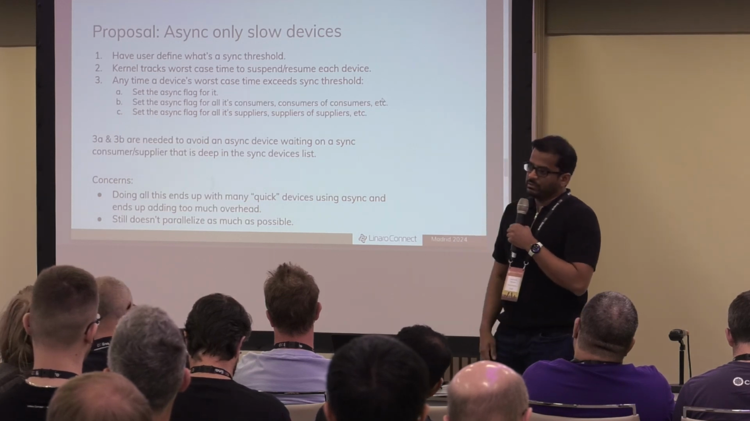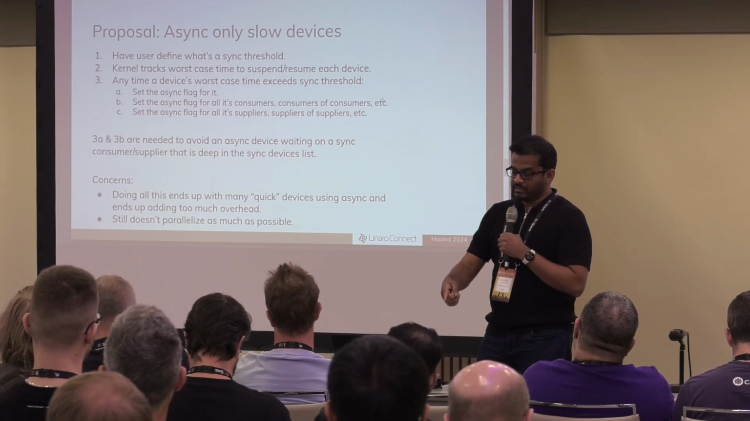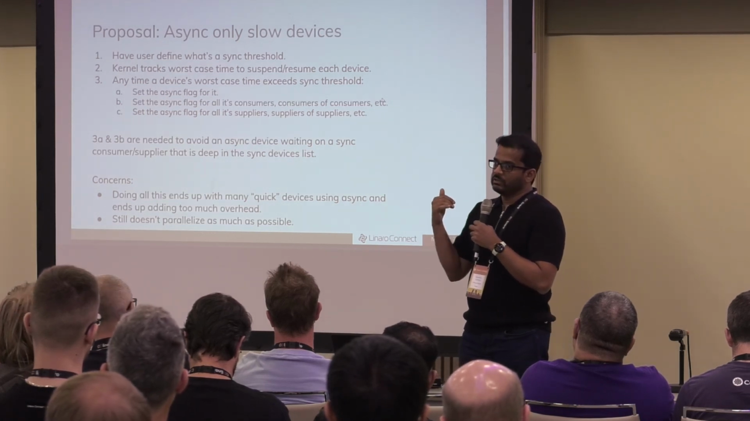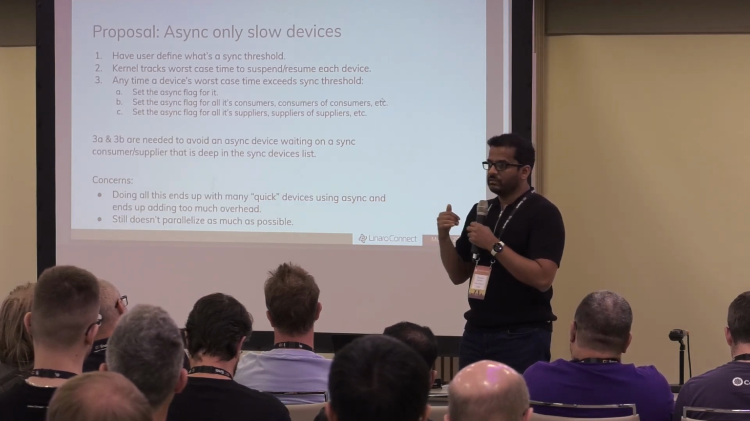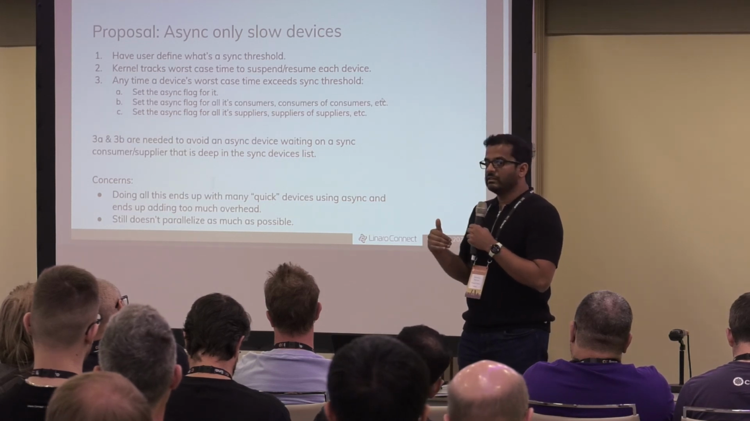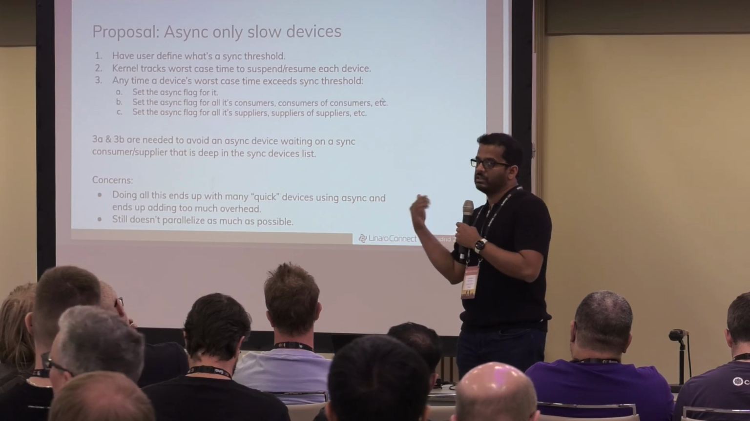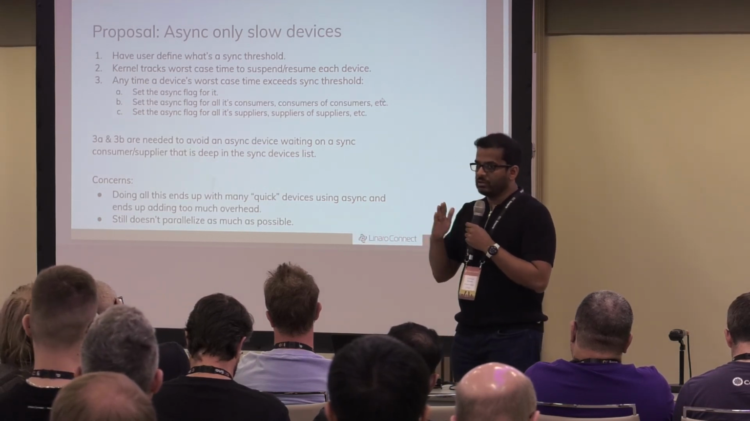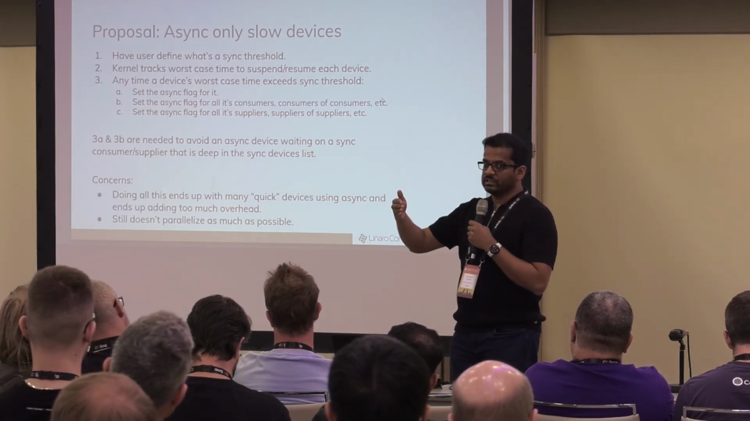So for example, the reason we need to do that is... that's actually a typo there. It should be 3B and 3C. But we need to set these flags for these consumers and suppliers because you might have an asynchronous device that's slow, but it's going to wait, let's say, 100 milliseconds, because one of its consumers is deep inside the suspend resume list. So until that synchronous consumer finishes, you can't continue with the asynchronous suspend resume. So the idea is to set all the consumers and all the suppliers to be asynchronous so that you get to run those asynchronously too.